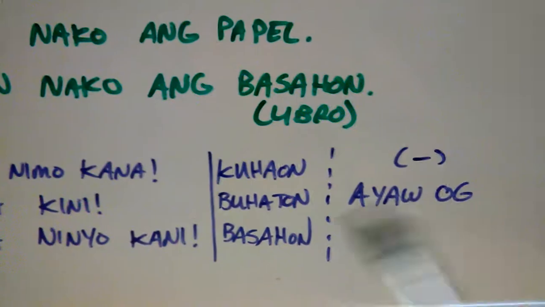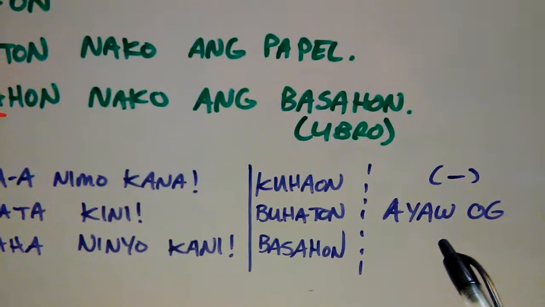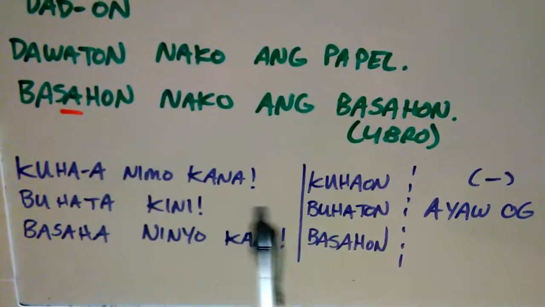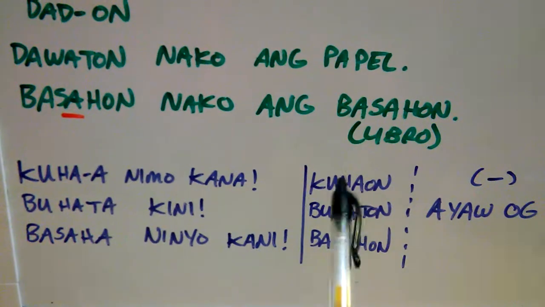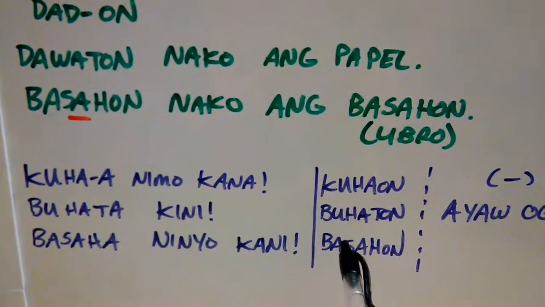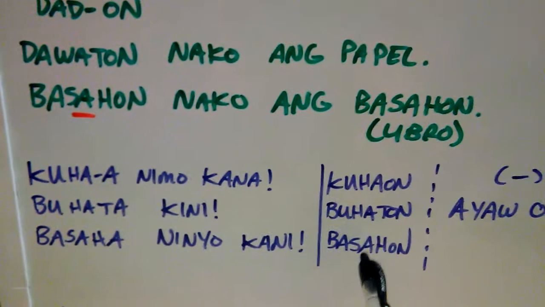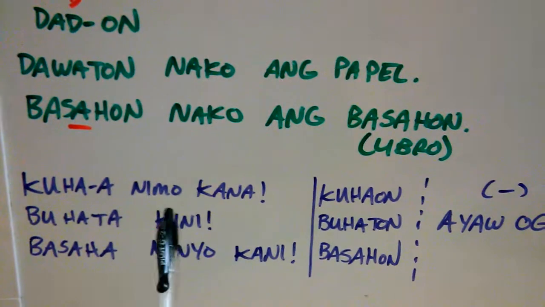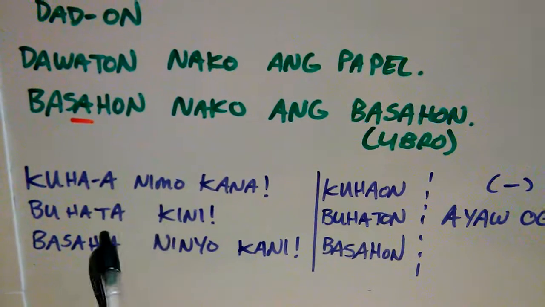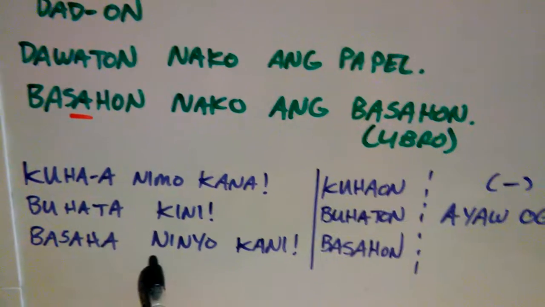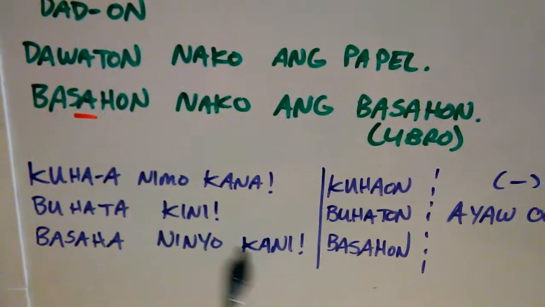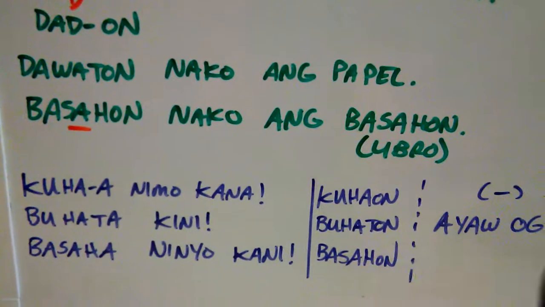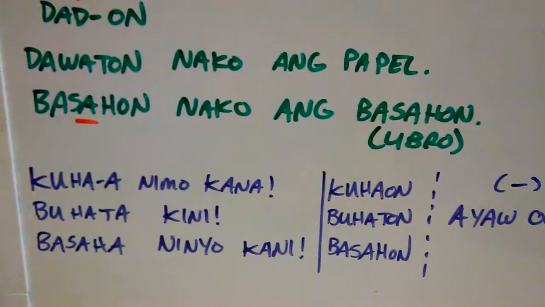And finally, in order to negate an imperative, you can just add ayaw og, and then whatever. But you have to be in the imperative. You can't use ayaw og in the regular future. You have to use ayaw og with the imperative ending. So, ayaw kuhaa, don't take it. Ayaw buhata, don't do it. Ayaw basaha, don't read. Don't read, don't take, don't do. So ayaw og, and it's easy. Just put that before the verb and you have a negated imperative.